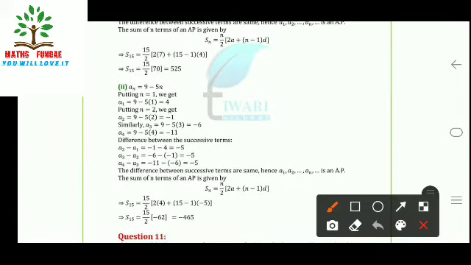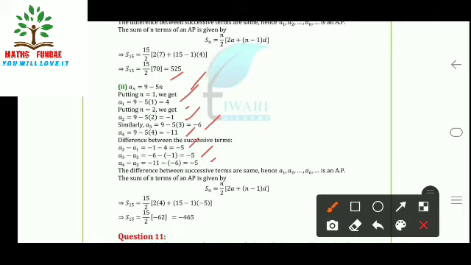In the second part we have an is equal to 9 minus 5n. Again we are doing the same thing. Putting n is equal to 1, we get a1 is equal to 4. Putting n is equal to 2, we get a2 is equal to minus 1. Putting n is equal to 3, we get a3 is equal to minus 6. Then a4 is equal to minus 11, likewise. So again we find the difference, and the common difference comes the same, which means it is an AP.